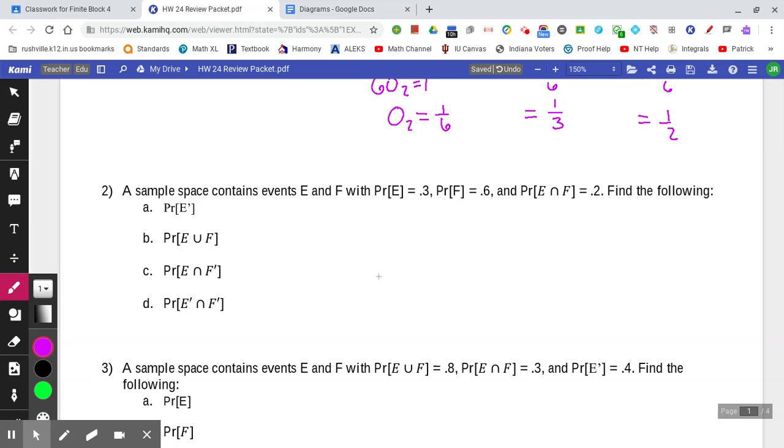All right, question number 2, a Venn diagram would probably be a good idea here. It tells us that we have a sample space, that we have events E and F, and it gives us the probability of E and the probability of F as well as the intersection. And then we have to find these other values. So a Venn diagram would probably be a good idea to get our information visualized and sorted out.